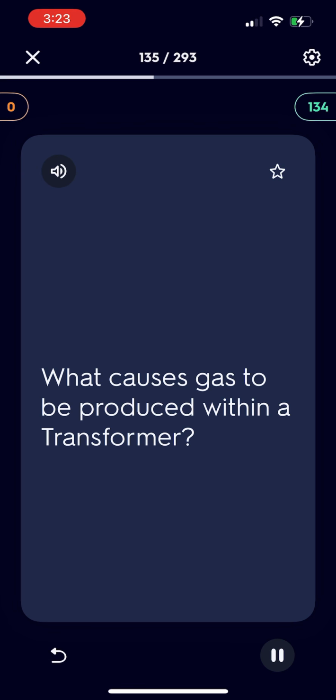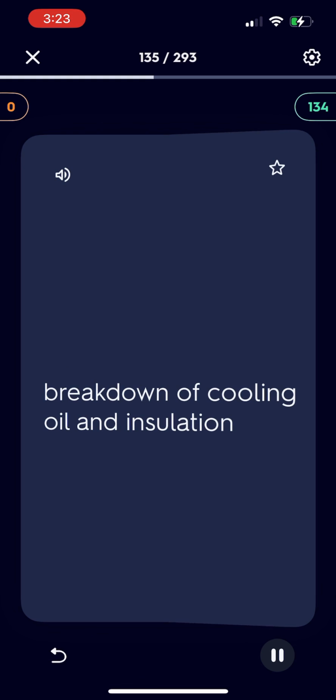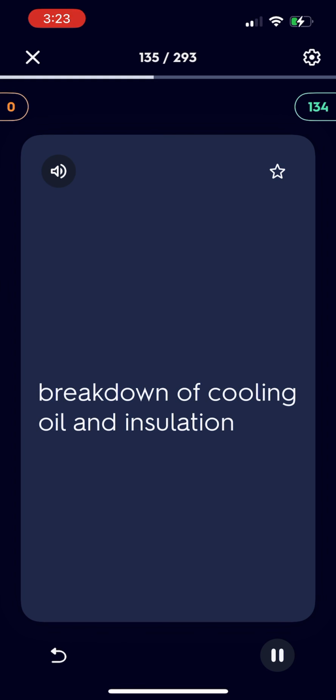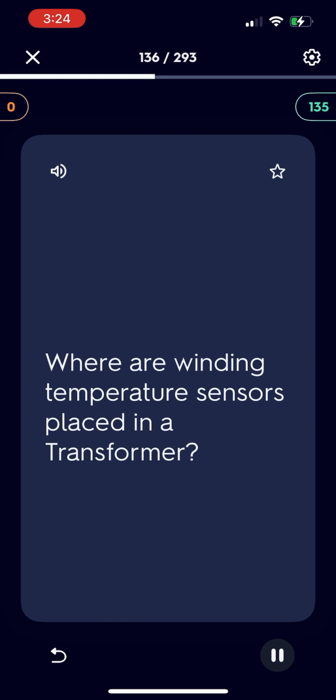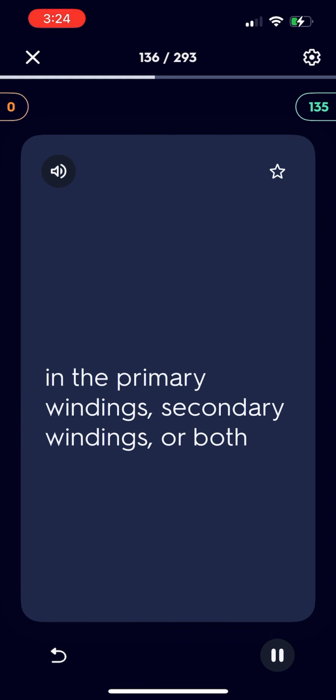What causes gas to be produced within a transformer? Breakdown of cooling oil and insulation. Where are winding temperature sensors placed in a transformer? In the primary windings, secondary windings, or both?